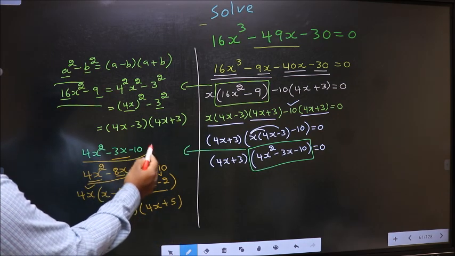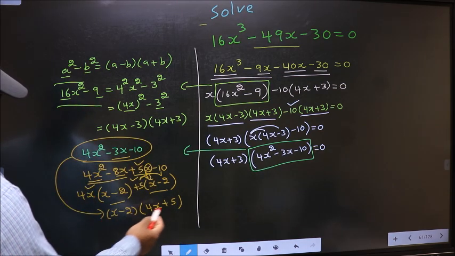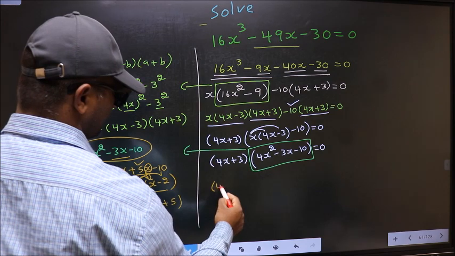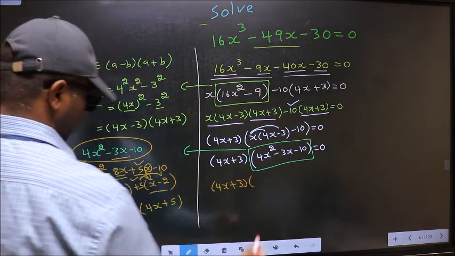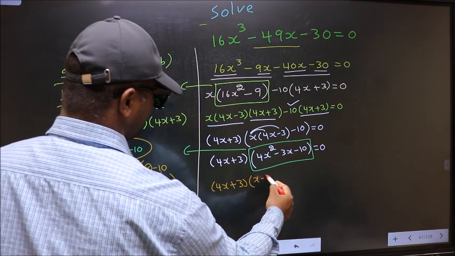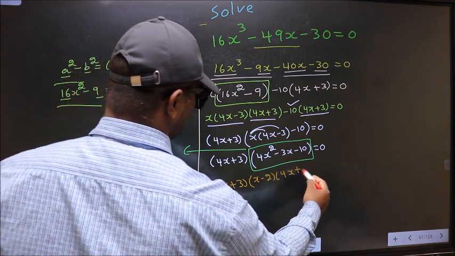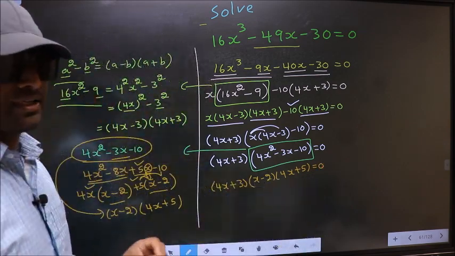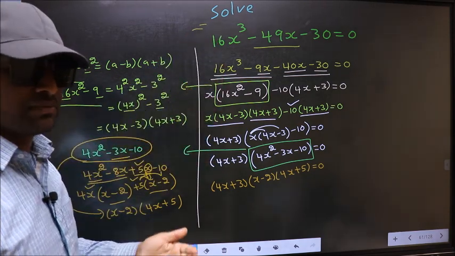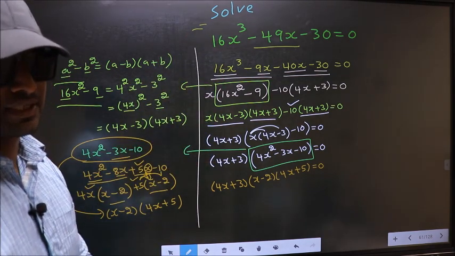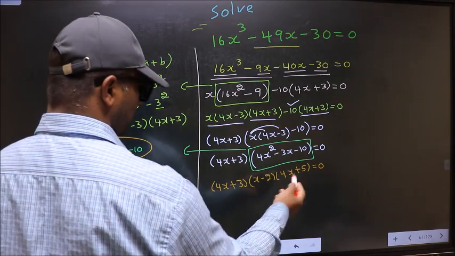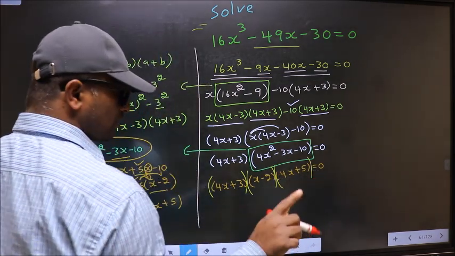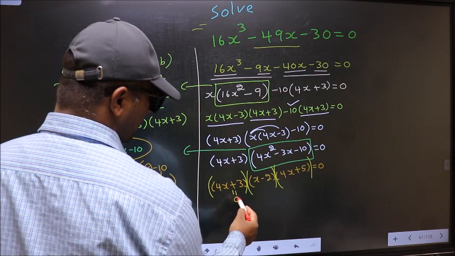Now in place of this quadratic, we should write this over here. So this equation becomes 4x plus 3, x minus 2, 4x plus 5 equal to 0. Here they told us to solve, which means we should get the values of x, and over here we got product of brackets equal to 0. So to get x values, we should equate each bracket to 0.